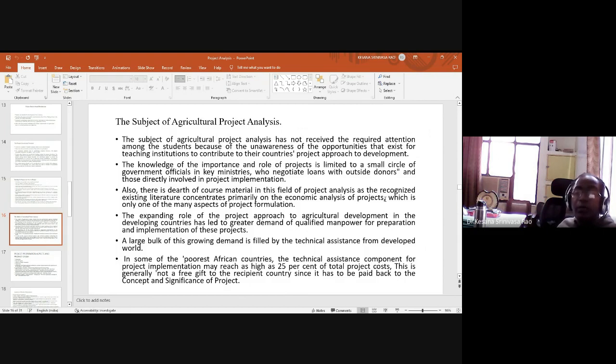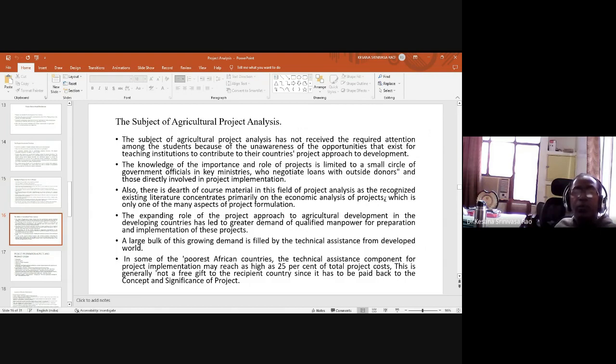The knowledge of the importance and role of projects is limited to a small circle of government officials in key ministries who negotiate loans with the outside donors, and those directly involved in project implementation. Although there is depth of course material in this field of project analysis in the existing literature, it concentrates primarily on the economic analysis of projects, which is only one of the many aspects of project formulation. That is what we have to understand.